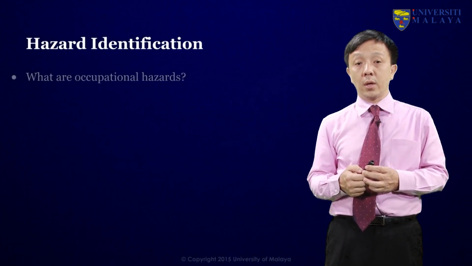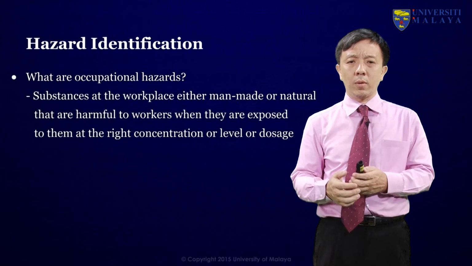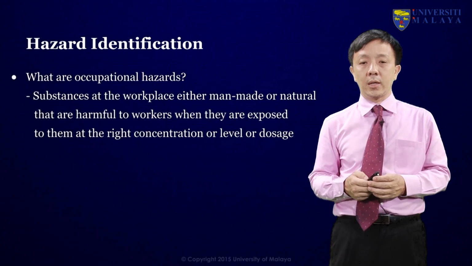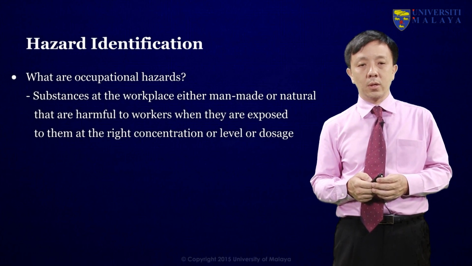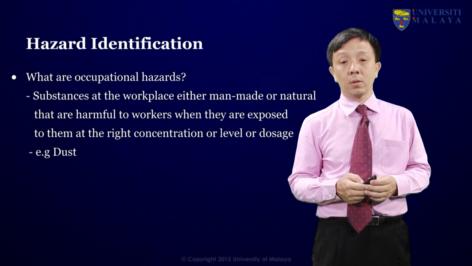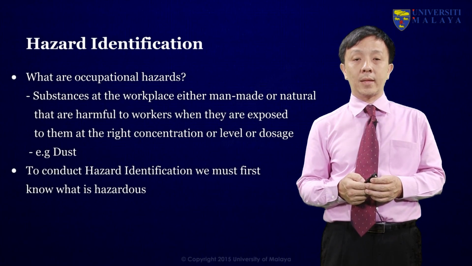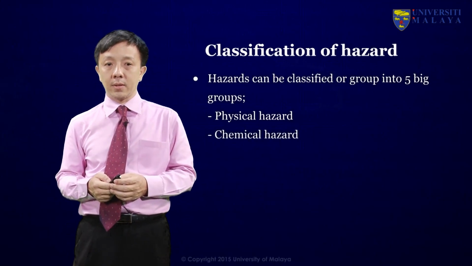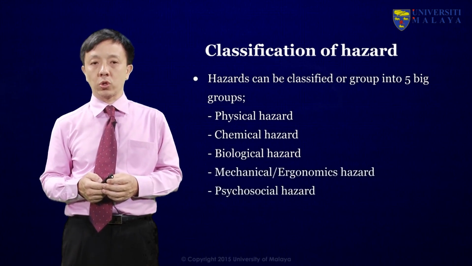Hazard identification. What are occupational hazards? Occupational hazards basically are substances at the workplace, either man-made or natural, that are harmful to workers when they're exposed to them at the right concentration or level or dosage. Example, as we discussed in the last session, dust. To conduct hazard identification, we must first know what is hazardous. Hazard can be classified into 5 big groups. They are physical hazard, chemical hazard, biological hazard, mechanical and ergonomic hazard, and psychosocial hazard.